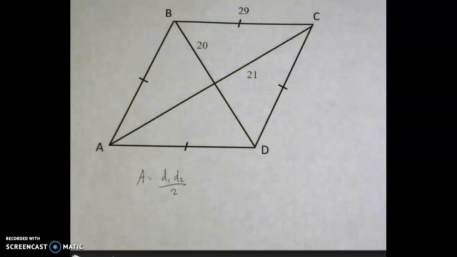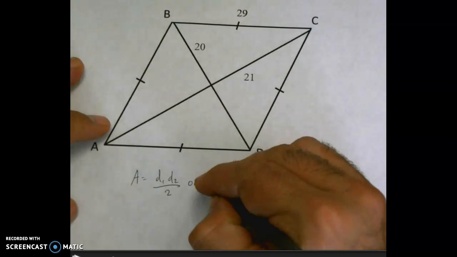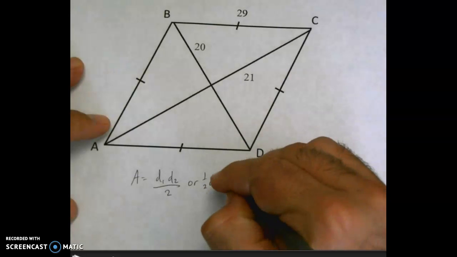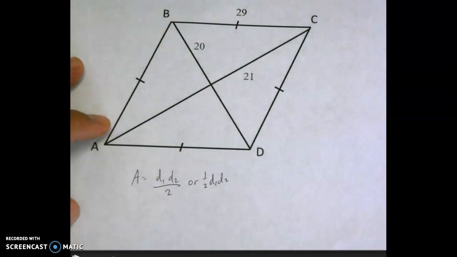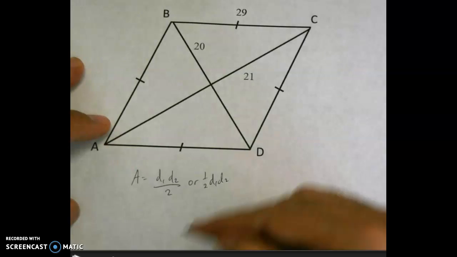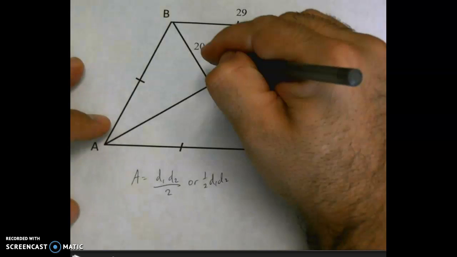Area and perimeter of a rhombus from its diagonals and side length. The formula is A equals D1 times D2 divided by 2, or 1/2 of D1 D2. They're the same. So you need to find the diagonals here, okay? This length is 21, this length is 20.